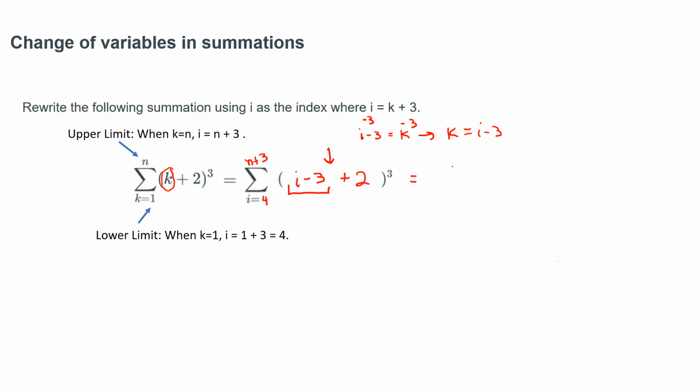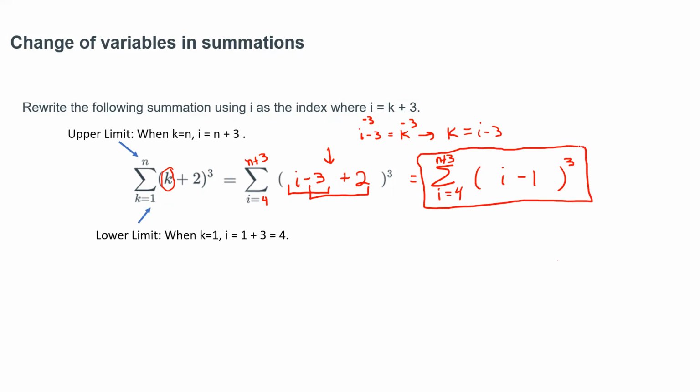Now let's simplify that a little bit. I goes from 4 up to N plus 3, and inside here, I minus 3 plus 2 is I minus 1, to the third. Just combine the negative 3 and the 2. So now I've rewritten this summation, and it's all in terms of I instead of in terms of K.